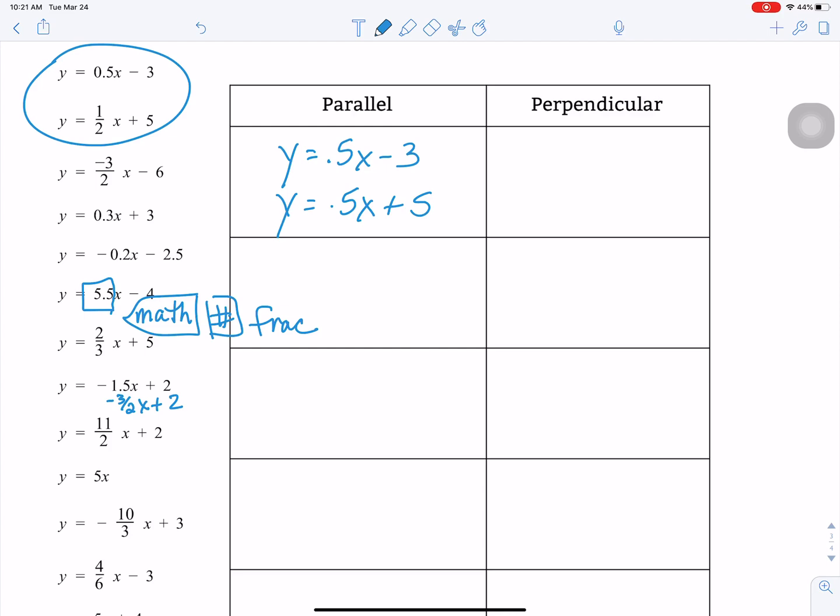So you're coming up with like 3 more pairs of parallel, 3 pairs of perpendicular, and you can reuse lines.